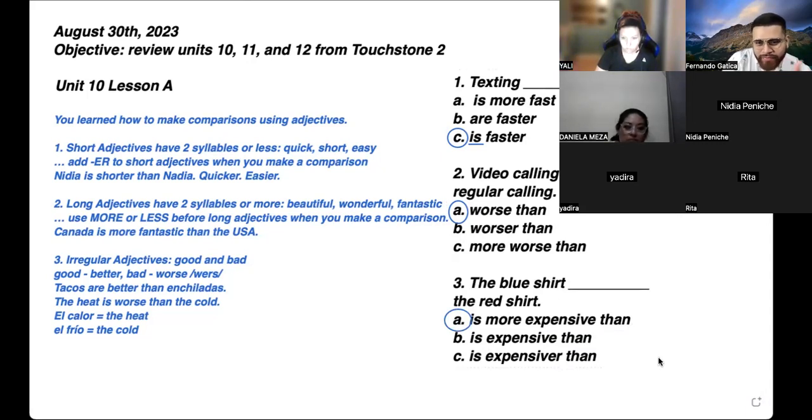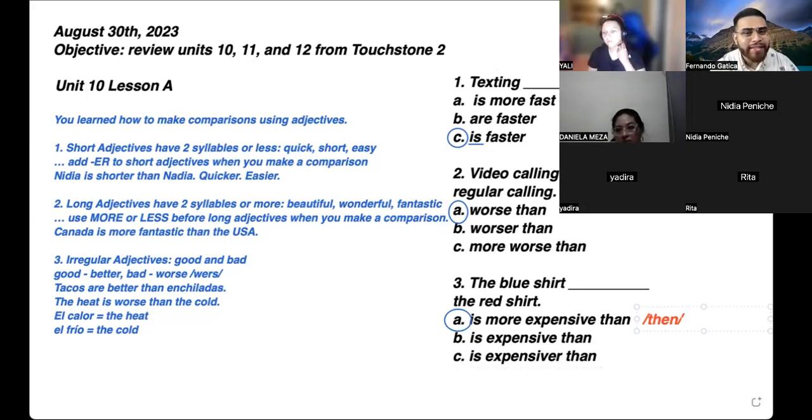Something that I want to mention now that you know all the structures: the word THAN is pronounced the same way as this word, then. Como then, después. It's the same pronunciation. Different letters, one has A, one has E, but it's the same pronunciation. For example, I brushed my teeth, then I took a shower. Or the blue shirt is more expensive than the red shirt. Después y que, en estas comparaciones, la misma pronunciación. Then.